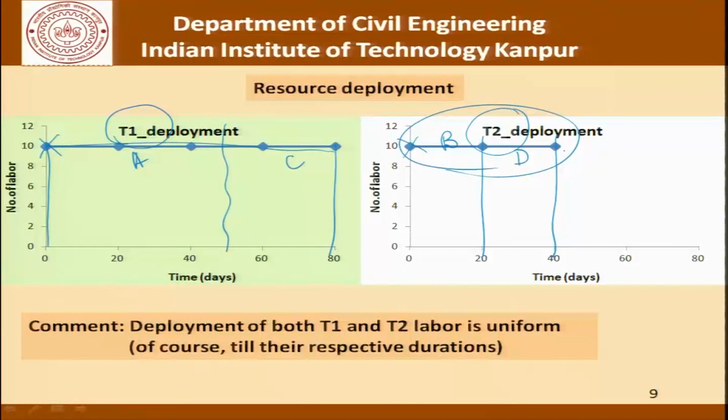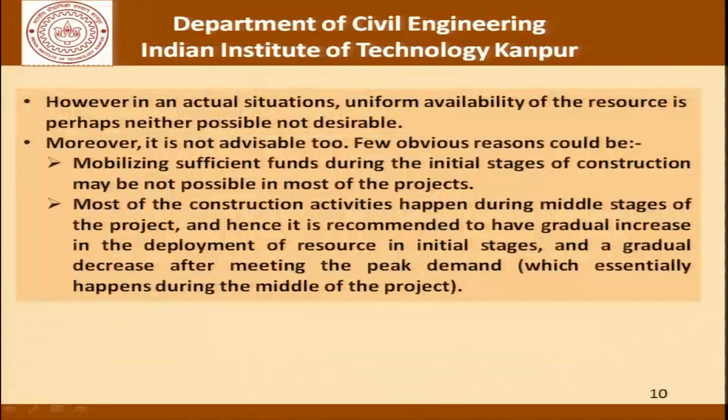This part, of course, can actually be completed not necessarily starting with 0, but anywhere in this region, provided it is not going beyond the 80-day limit when A and C will get completed. Now, this approach, which assumes a constant deployment of labor, has its own problems. Uniform availability of resources is perhaps neither possible nor desirable. Moreover, it is not advisable as well.